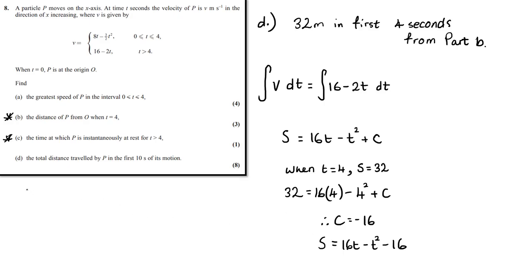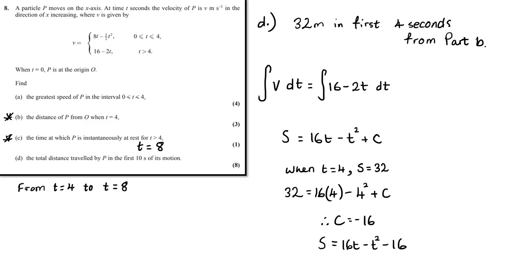So we're going from t equals 4 up to 8. And the reason why I'm only going up to 8 rather than 10 here is because something happens at 8. If you refer back to what we found in part C, the time at which P is instantaneously at rest was when t equals 8. So let's just go up to t equals 8 for now.